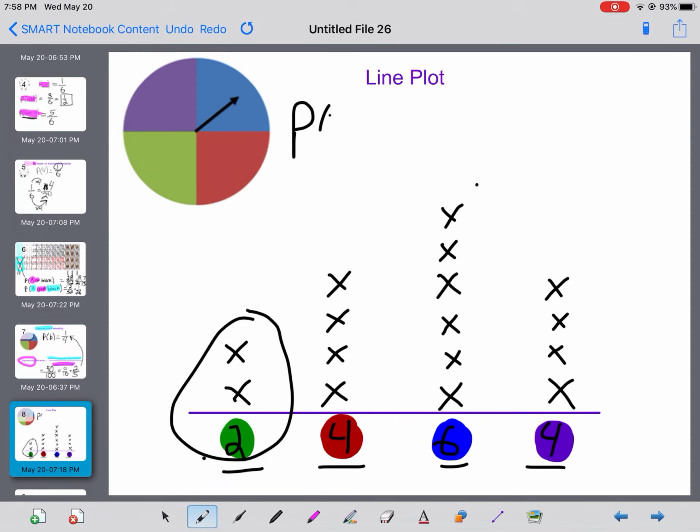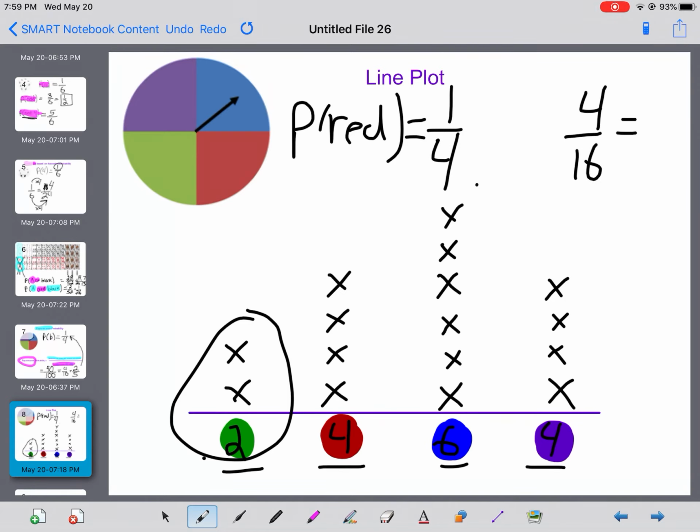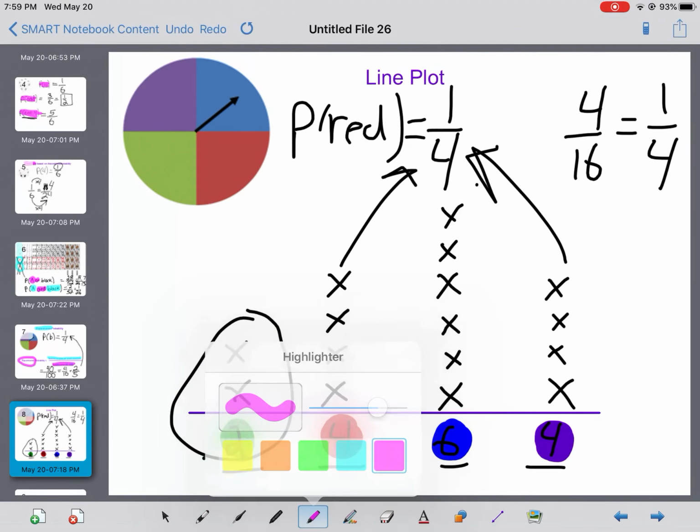What if we did the probability of red? Okay, so again, the theoretical is the same. It should show up 1 out of 4 times. Now look at the experimental. It showed up 4 out of 16 times in my trial, which I can simplify to 1/4. So in this case, the red and actually also the purple matched my theoretical probability and my experimental probability.